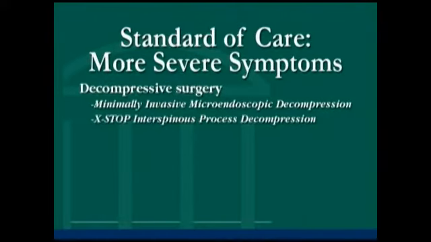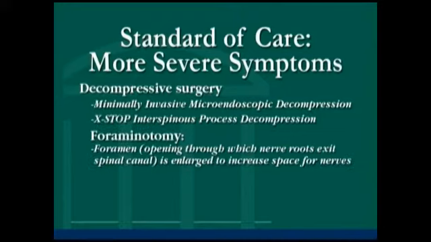When symptoms are severe or fail to improve with conservative treatments, decompressive surgery is needed. The classical decompressive surgery is called a lumbar laminectomy, where the entire lamina of the lumbar spine is removed in order to remove the compressive elements. There are newer, minimally invasive techniques that we're going to be discussing today. First of all, I'd like to go over some terms.